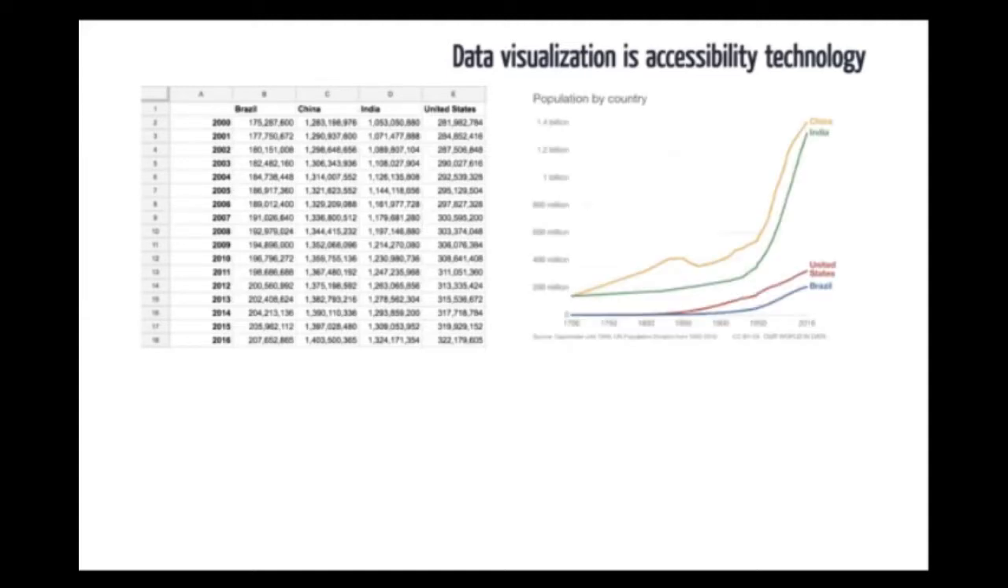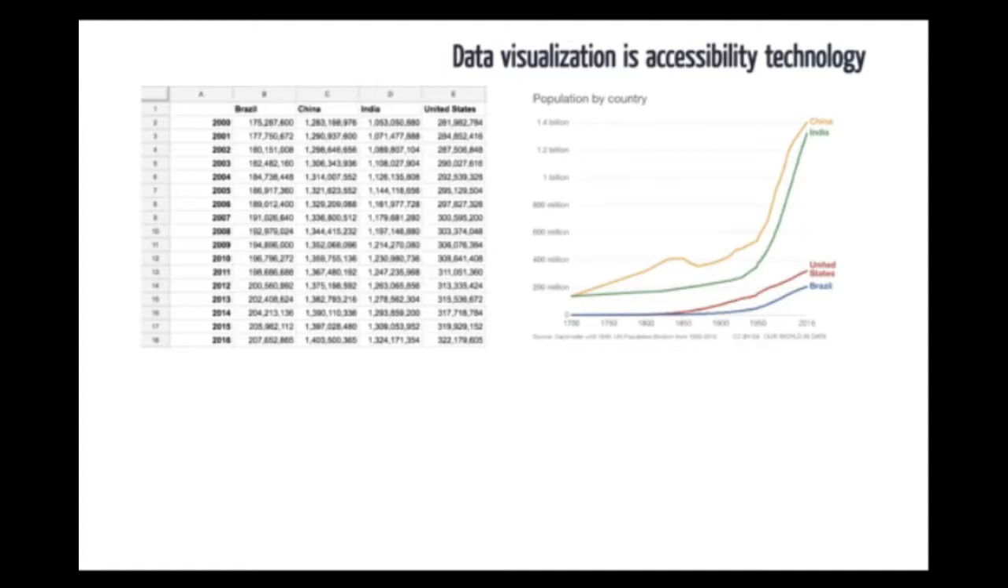But if I show you a line chart that shows the rates of population, you can see that China has the highest population, but you can also see that India has a higher rate of growth because the angle of the line is steeper. And it's very interesting. When I showed this presentation to a person with low vision, they couldn't make heads or tails out of the table of data.